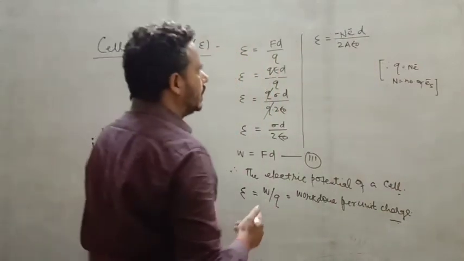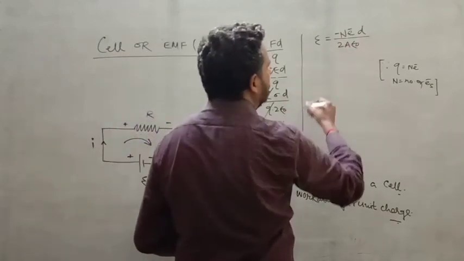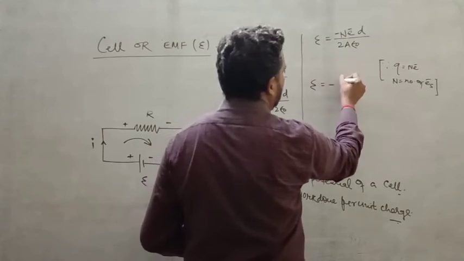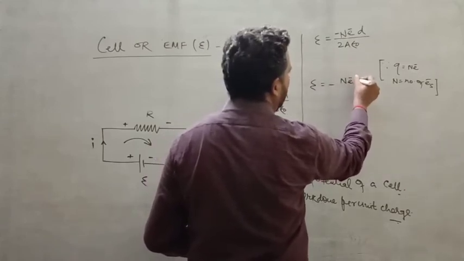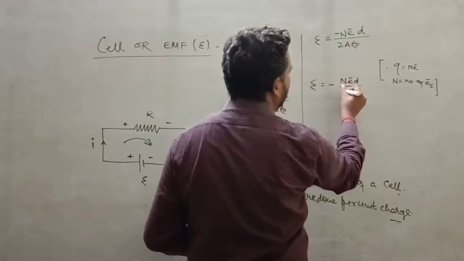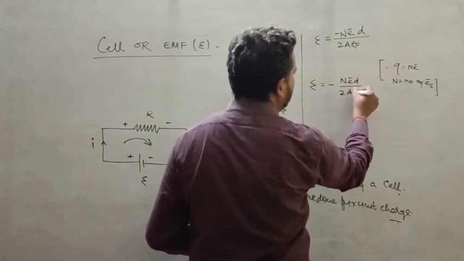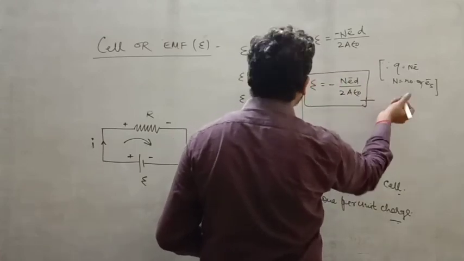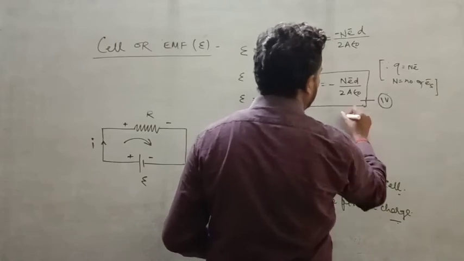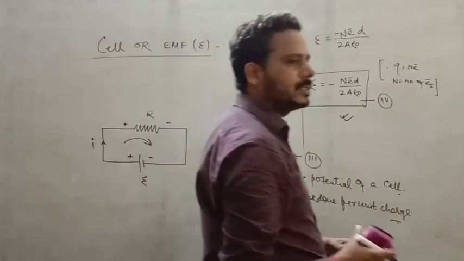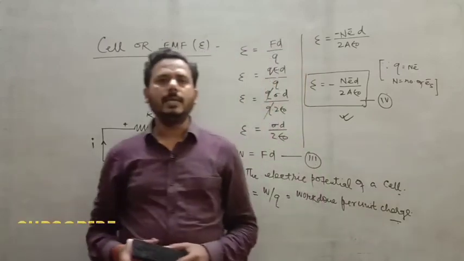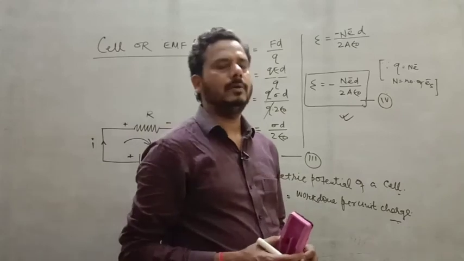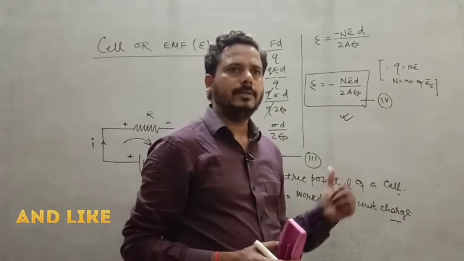That's why the relation we have written here is negative NeD divided by 2A epsilon naught. So this is your result, your next equation. This result reflects that this amount of EMF is there in your cell by doing work done. That's why it is called EMF.